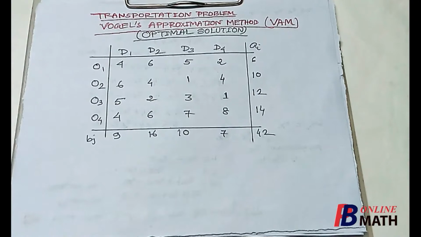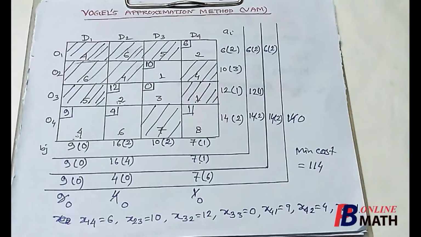So in this part, we shall find the final solution, actually the optimal solution, from the initial basic feasible solution obtained by Vogel's approximation method. So let us start the solution.